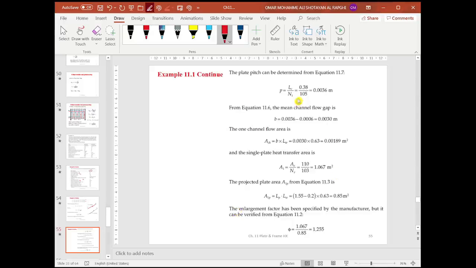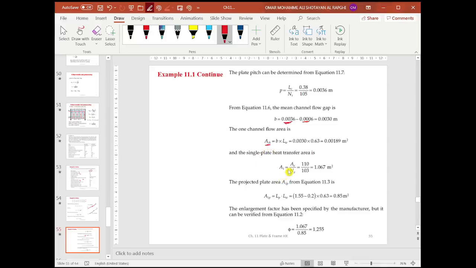Since the compressed length is given as 0.38 and the total number of plates is 105, we can get the P parameter as we defined before. And then the mean channel gap is equal to P, which is this value, minus the thickness of the plate. So you get the very fundamental geometrical parameter, which is b, going to be 0.003 meter. You multiply b times LW, you get what we call the channel flow area that is needed in order to calculate the mass flux and the Reynolds number.